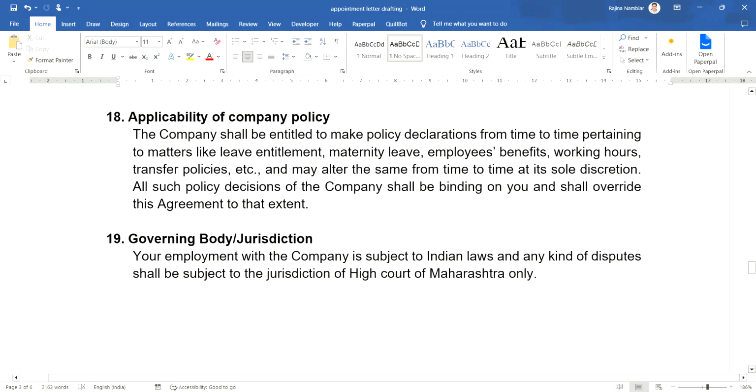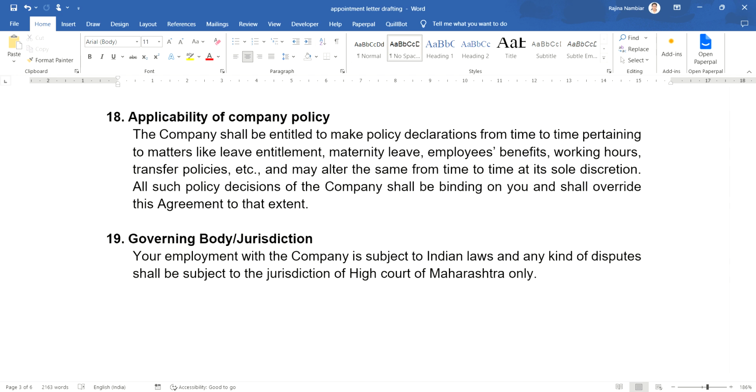Applicability of company policy. They mention what all leave you are entitled to, like maternity leave, the transfer policy, and all these things. Whatever benefits you are given are subject to change. Whenever you take a mutual fund, they say please read the offer document carefully before investing, which is subject to change and depends upon the market. In a similar way, just to be on the safer side, they put this.